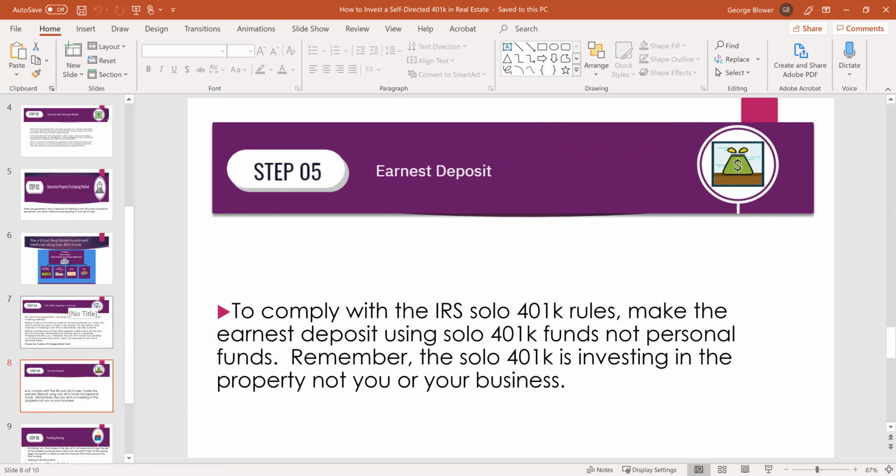So after you've got the contract in the name of the plan, so that the title gets put into the name of the plan, you are, in all likelihood, going to need to put down an earnest deposit. Remember that the solo 401k is this separate retirement trust, essentially a separate legal entity. It's got its own separate tax ID number. That is the entity that's buying the piece of real estate. So the money comes from the solo 401k account. It doesn't come from your personal account, and it doesn't come from your business account.